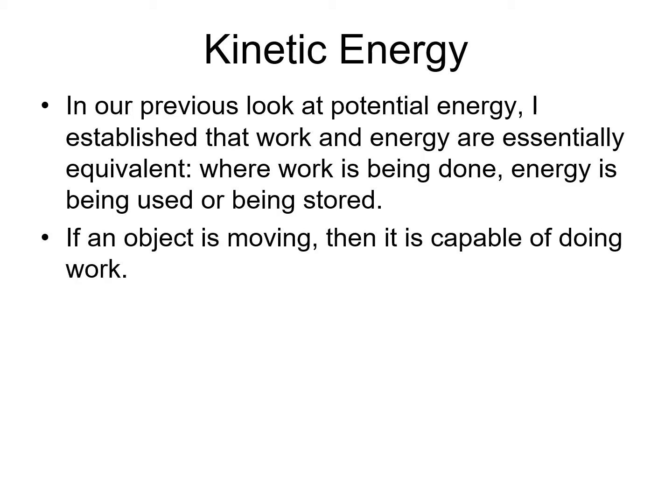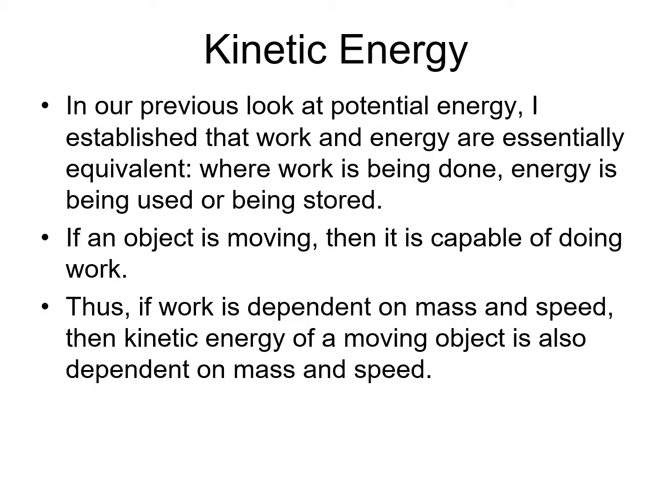Now, if an object is moving, then it is capable of doing work. It can hit a target and move it. So if work is dependent on mass and speed, it just makes sense that kinetic energy of a moving object is also dependent on mass and speed. So again, if we have a proportionality like this, we ought to be able to find an equation.